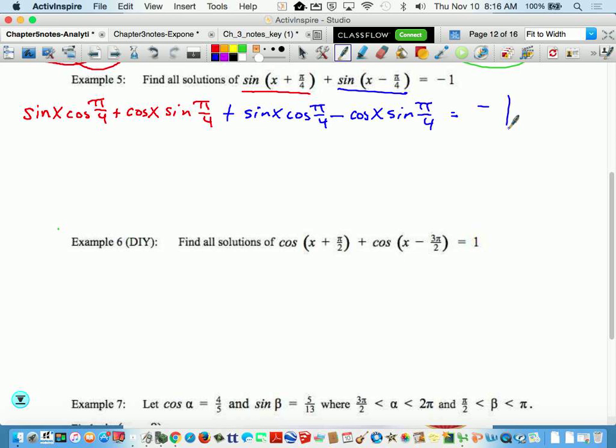Now, when you look at this, there's a positive cosine of x sine of pi over 4, and a negative. Those two things are identical. One's positive, one's negative, so you can get rid of them. Then you have a sine of x cosine of pi over 4, and you have another sine of x cosine of pi over 4. Negative 1. So you have 2 sine of x cosine of pi over 4 equals negative 1.